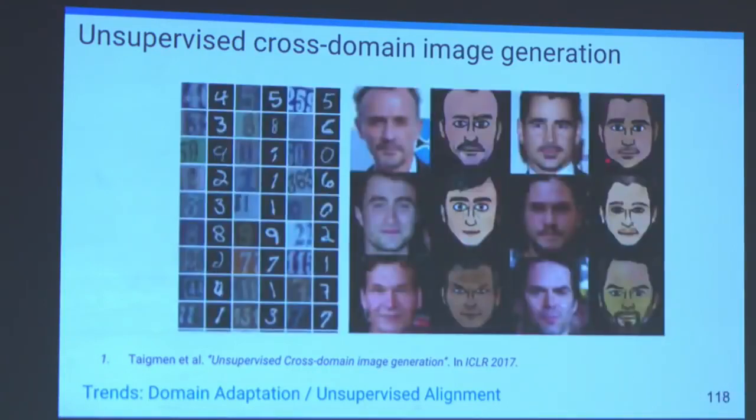So here's what some samples look like. Given a street view number, it can actually produce the MNIST digit that corresponds with it. Or given a face, it can produce the cartoon avatar of the face. And they're not perfect, but in many cases they're quite good. And it's quite remarkable that you can do this with no supervision for producing these really high resolution outputs.